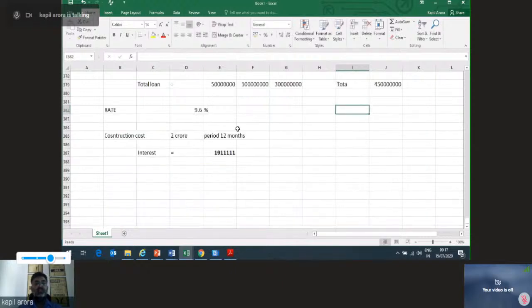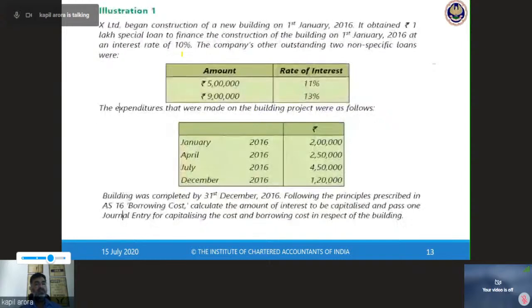If construction period is, let's assume not 12 months, it is 15 months, then it will be 15 divided by 12. Whatever the construction period would be, on that basis we are going to add the value. Right. I hope this is okay with all. So that was the question of generic borrowing. I have discussed the question of specific borrowing also.